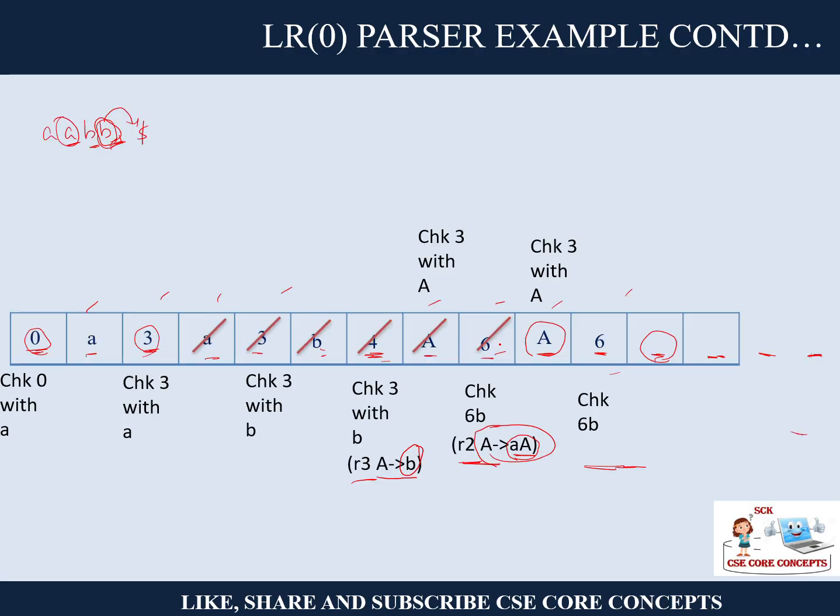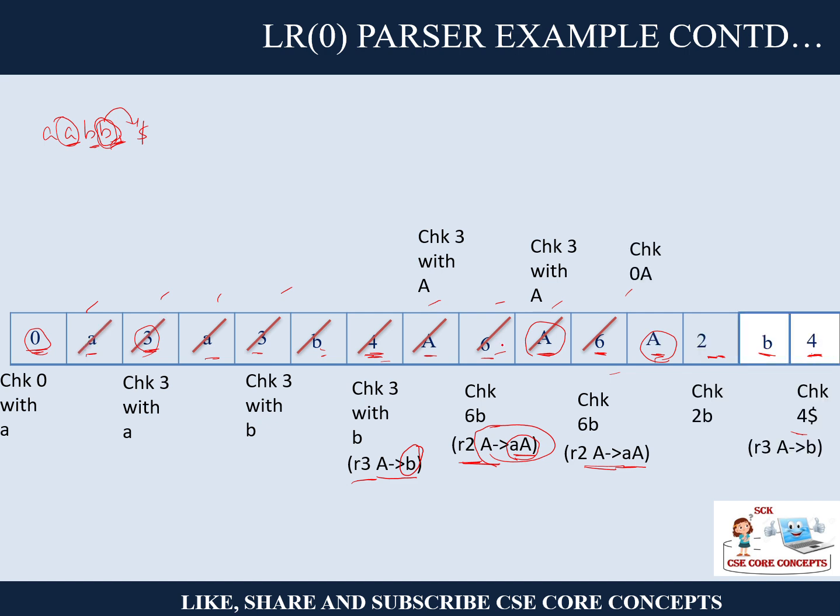So it says you have to reduce by the rule R3, right? What is the rule R3? A to B. How many elements on the RHS? 1. So pop out 2 elements, that is 4 and B. Replace it with the LHS of the rule, A. And now who is the top of the stack? 2A. So if you check 2A, you are getting 5. You check with the parsing table, you will get 5.